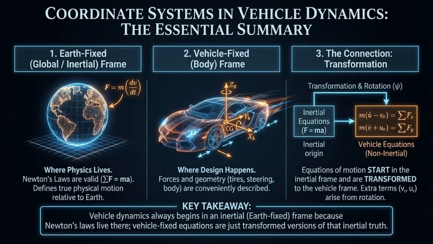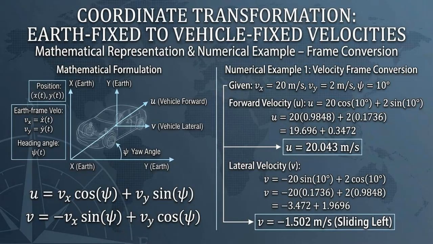The core insight is that taking the time derivative inside a rotating frame injects extra terms, precisely Vr and plus or minus Vr, because the frame itself is spinning. These terms are not forces but kinematic corrections that account for the rotation rate. Velocity can be transformed between the earth-fixed frame and the vehicle-fixed frame using the heading angle, psi. Earth frame velocities Vx and Vy are related to the vehicle frame velocities u and v through this rotation.